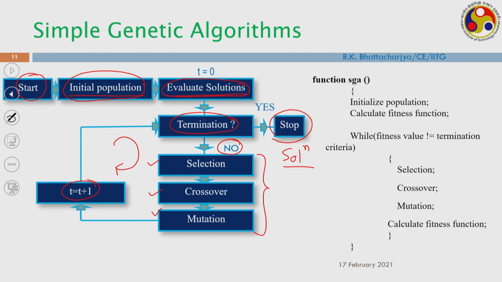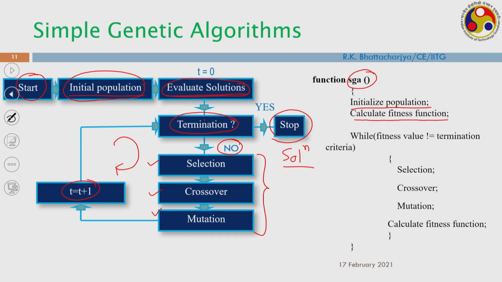I can implement it using some programming language. I can use any programming language, and that also we will discuss. Now, this is the pseudocode. The function is SGA, simple genetic algorithm. This function starts with the initial population, and then you calculate the fitness function. You assign a fitness value, and that will show how fit that particular solution is.